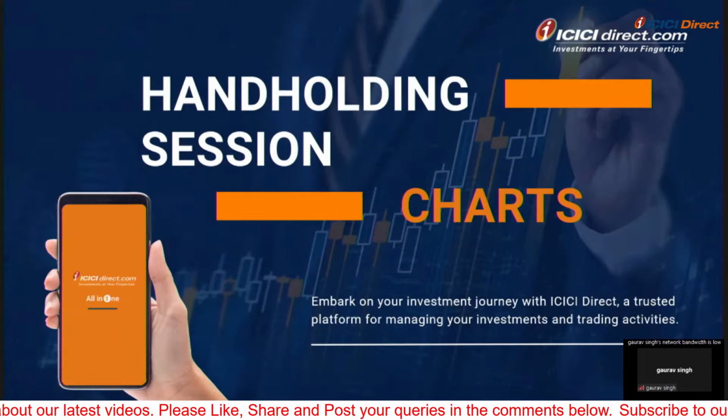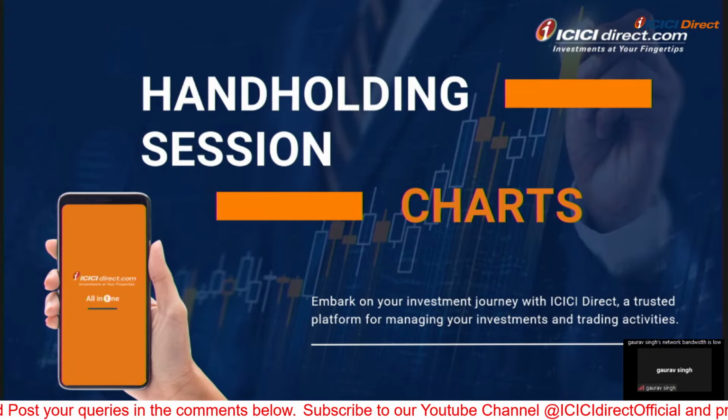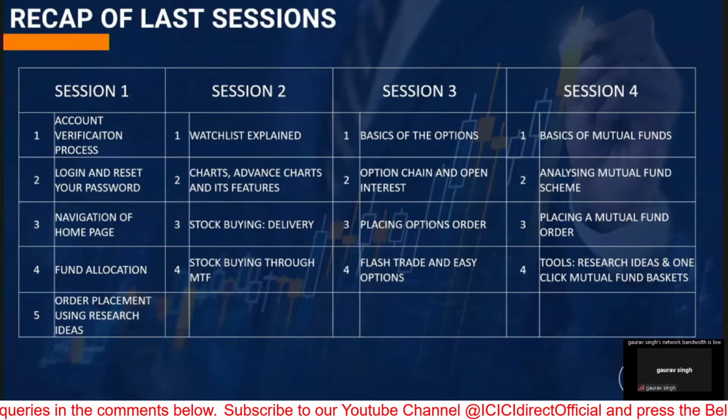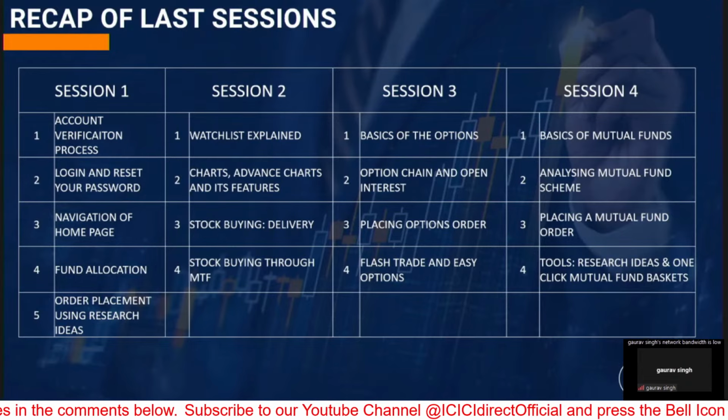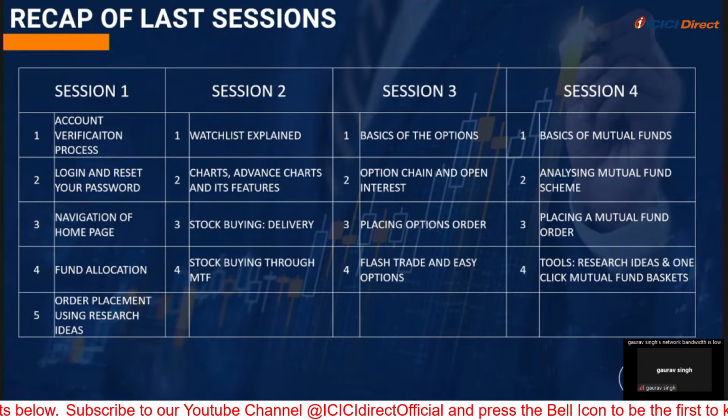So fine. So guys, coming back, the basic idea of the session was to help you understand what exactly the ICICIdirect platform is about, and along with that, giving you a theoretical understanding of the market, the rationale behind the platform, how exactly it operates, and what is the theoretical understanding. So in our past sessions, in session 1, we covered how exactly to verify your account, how to log in and reset your passwords, how do you navigate the home page, how do you allocate money to your account, how to place an order, etc.